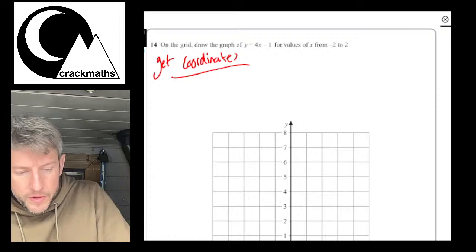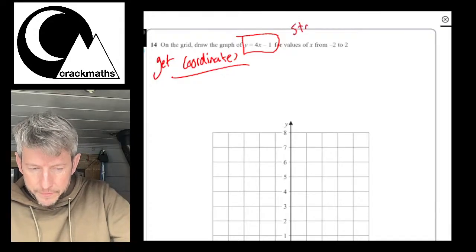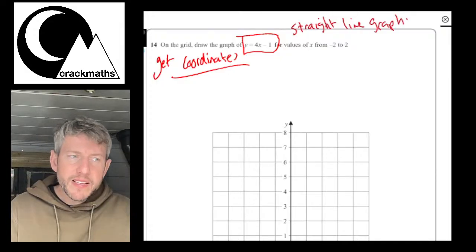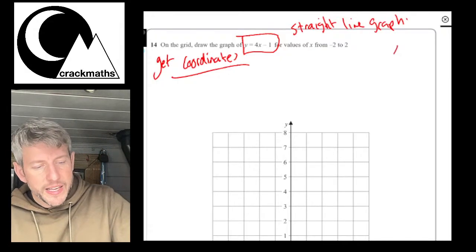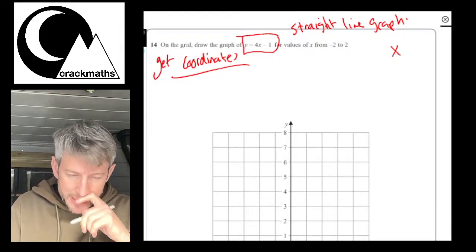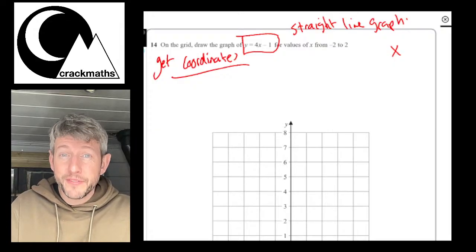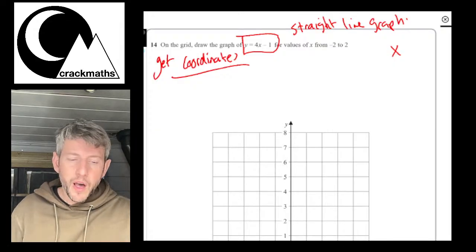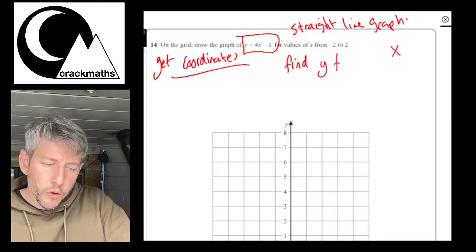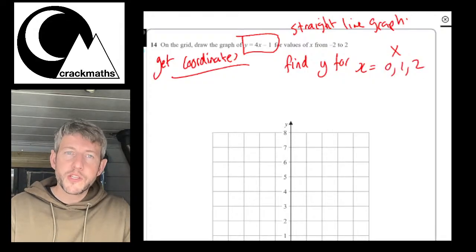Okay, if you ever see a graph like this, this is going to be a straight line graph. The reason for that is any graph that just has a value of x, where x doesn't have any power, is always just going to give you a straight line. It says to go from minus 2 to 2, but because it's going to be a straight line, I don't have to deal with the negative numbers. I'm just going to find y for x equals 0, 1 and 2, and then draw a line.